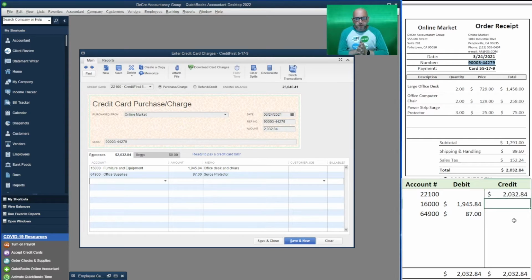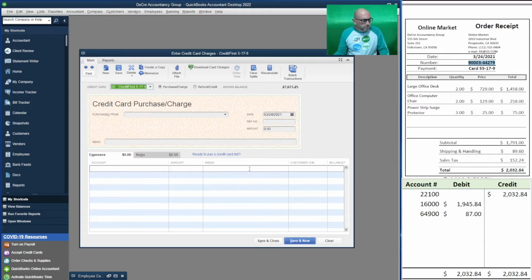Card is a liability, and liabilities go up when credited, right? So debited go up, credited goes up, right? So again, we have some expenses, we have some furniture that we bought, we paid for it with debt, therefore debt goes up, expenses go up, and furniture goes up in balance. All right, saving new.